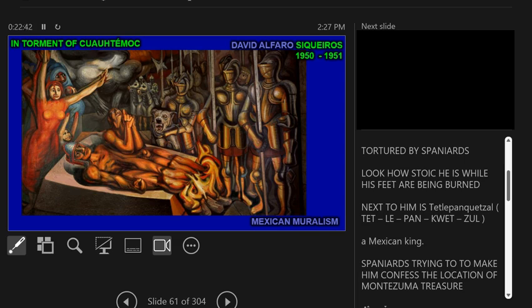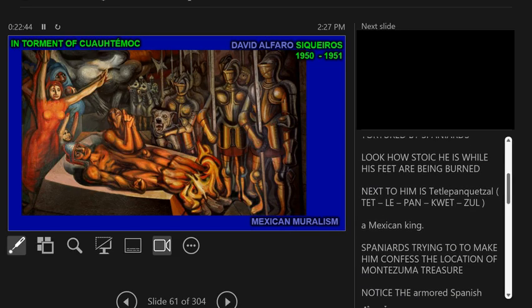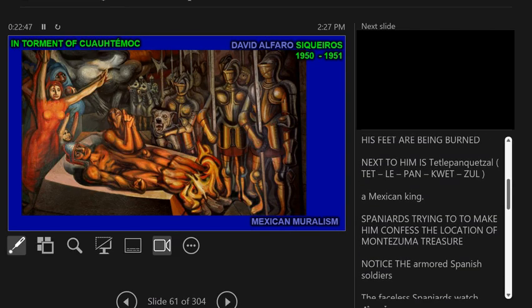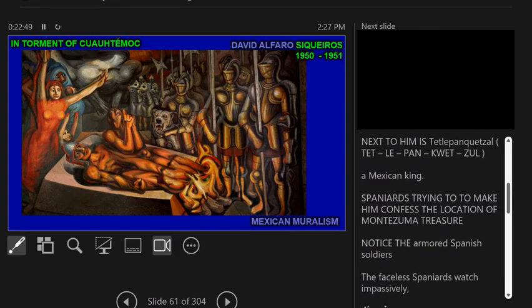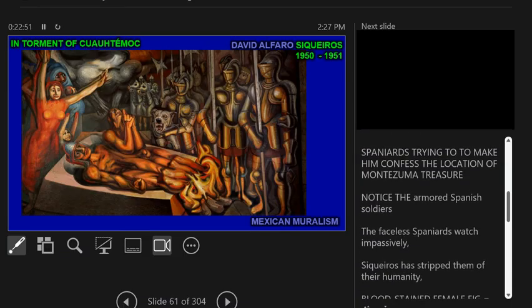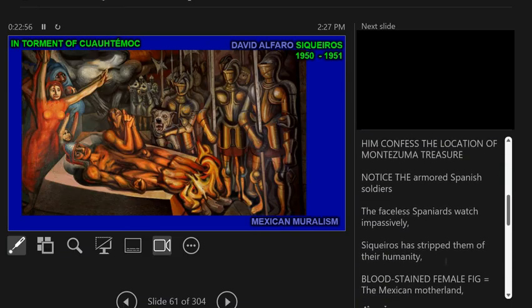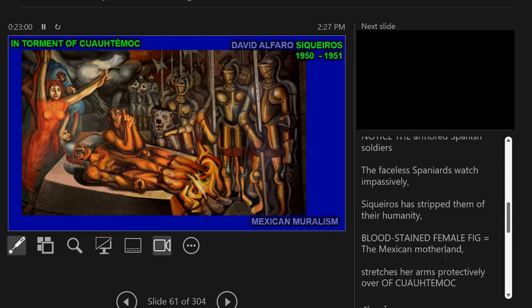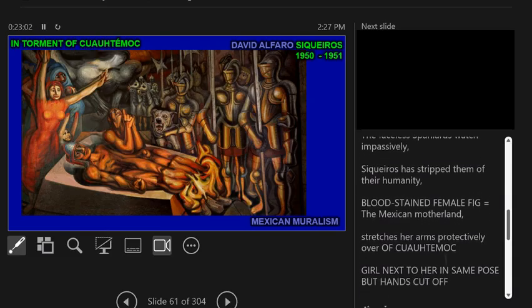Next to him is Tetlapanquetzal, and he's a Mexican king, and the Spaniards are trying to make him confess the location of the Montezuma treasure. Notice the armored Spanish soldiers. They're faceless as they watch impassively. Siqueiros stripped them of their humanity.